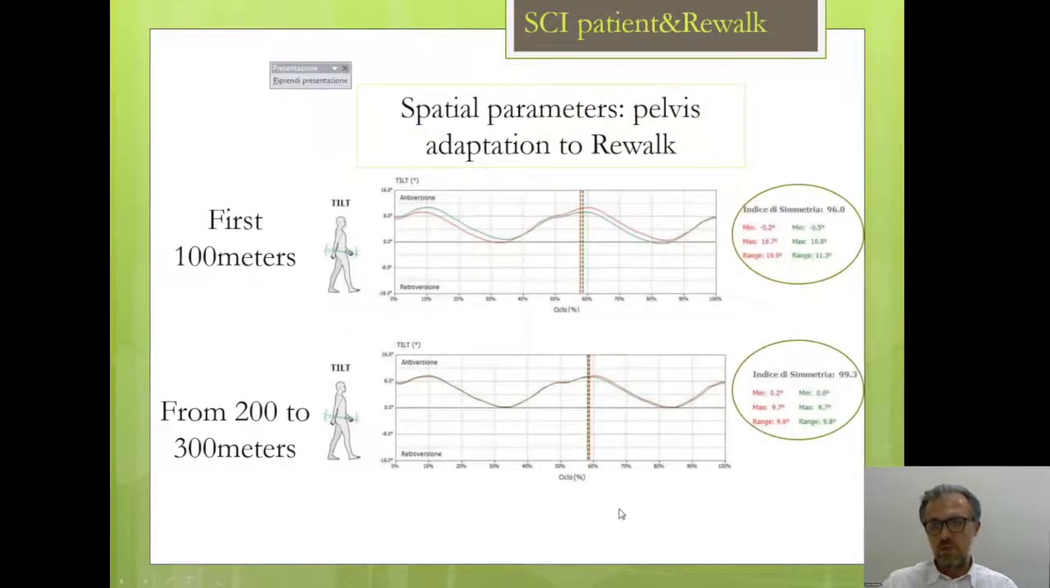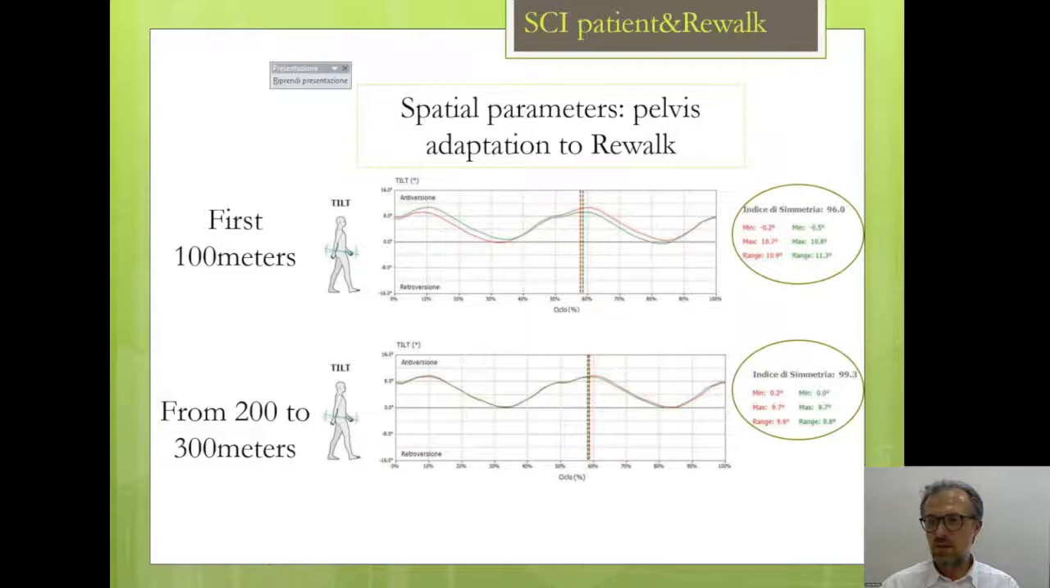Actually, here you can see what's going on in terms of pelvis adaptation in the use of ReWalk on the sagittal plane, in terms of anteversion or retroversion. As you can see clearly, as you may remember from the image I was showing you before, the patient is constantly adapting to maintain a certain positive imbalance of the trunk, because he has to use the exoskeleton to provide the input in maintaining step-to-step performance.